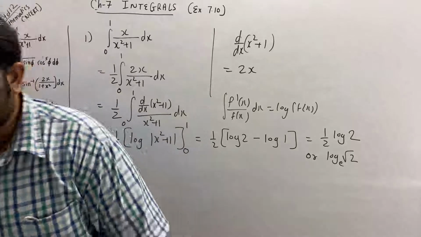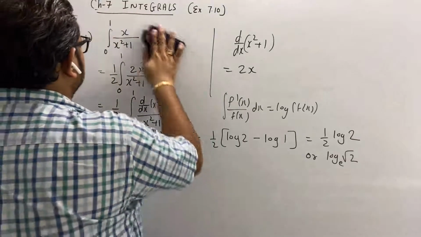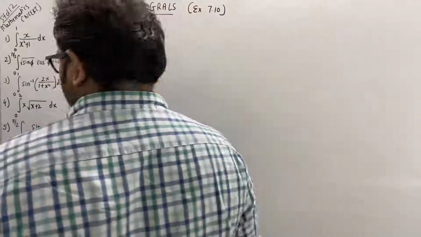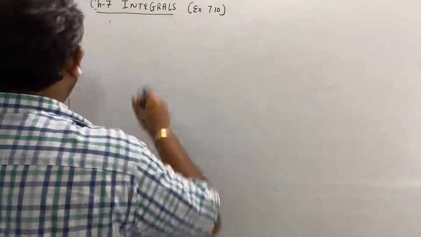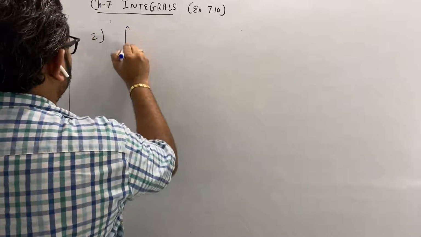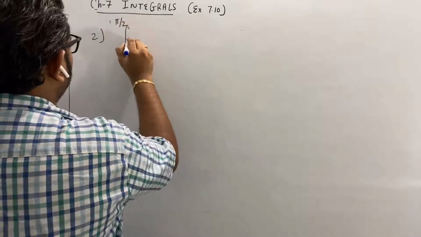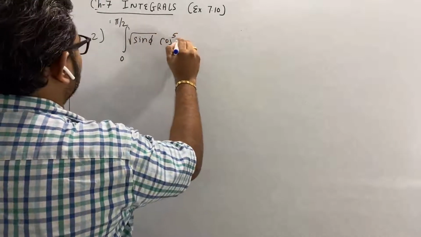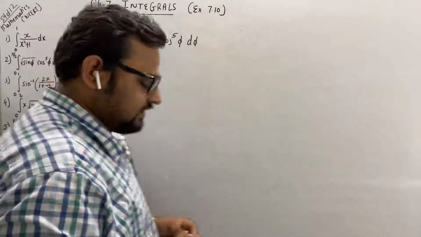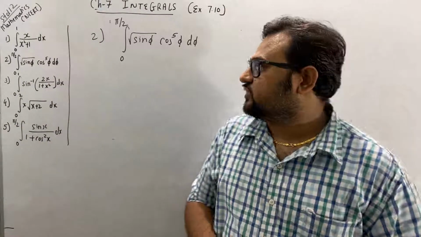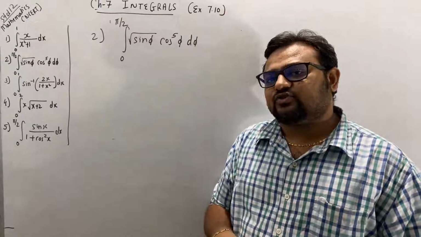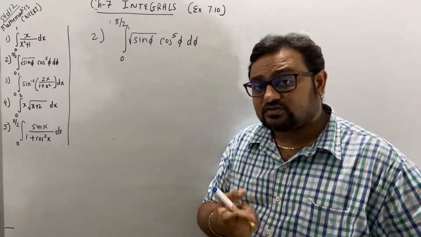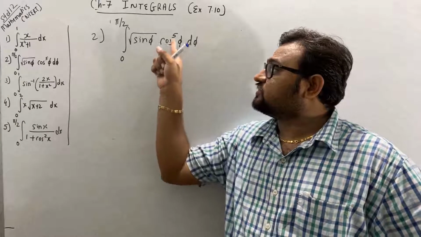Now let's move to the next question. The next question is the integral from 0 to pi by 2 of square root of sine phi cos raised to 5 phi d phi. See what I can do here: I can assume sine as t. So what is its derivative? Cos, right? So we are having cos raised to 5 phi.